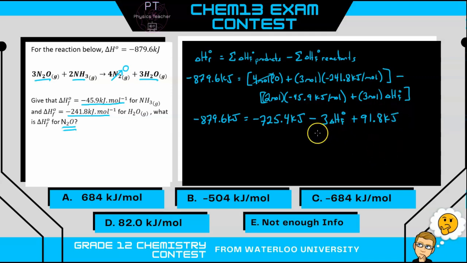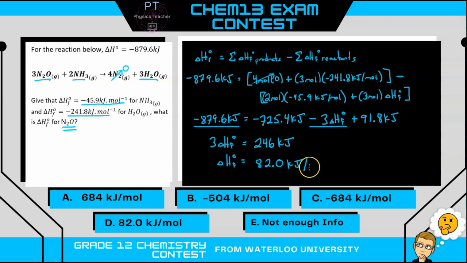Now we just have to solve for that enthalpy of formation. We can bring this term to the other side of the equation so it's positive. So we have 3 times delta HF is equal to, let's bring this term to this side of the equation, then we can add them all up. We'll have positive 879.6 minus 725.4 plus 91.8, which gives us 246 kilojoules. When we divide by 3, we get the enthalpy of formation is 82.0 kilojoules per mole. So our answer is D.